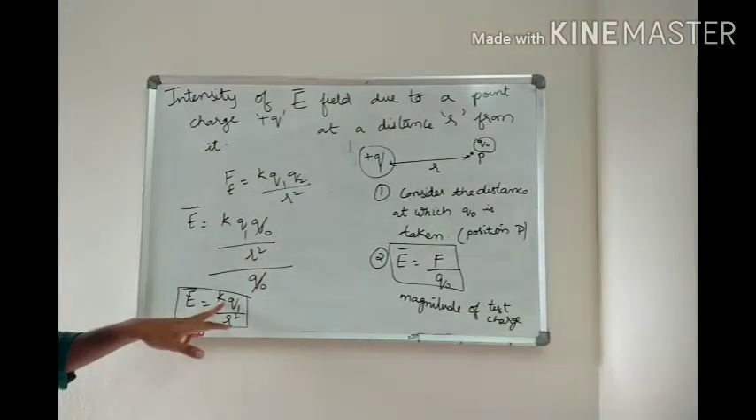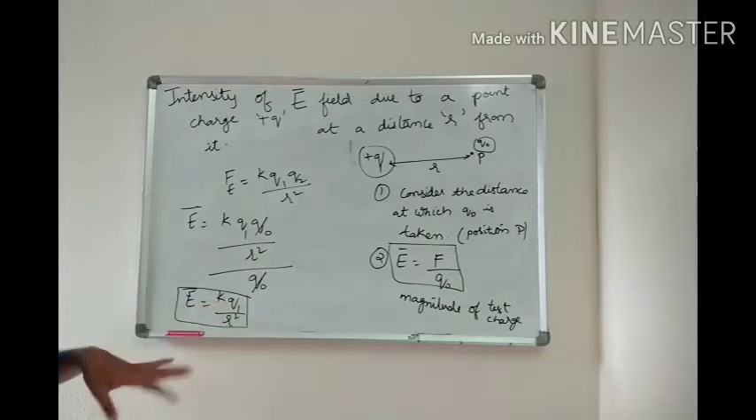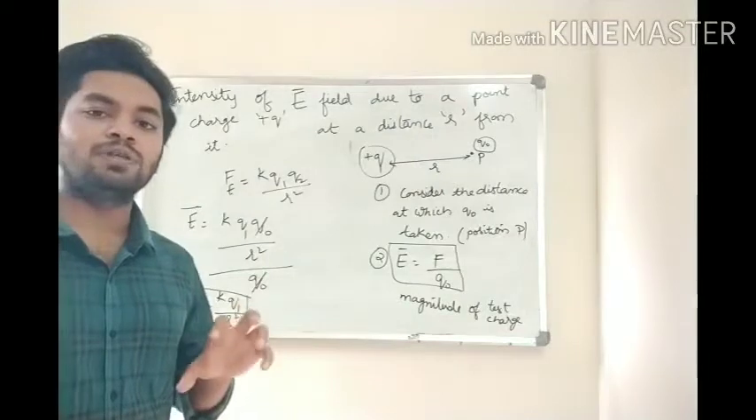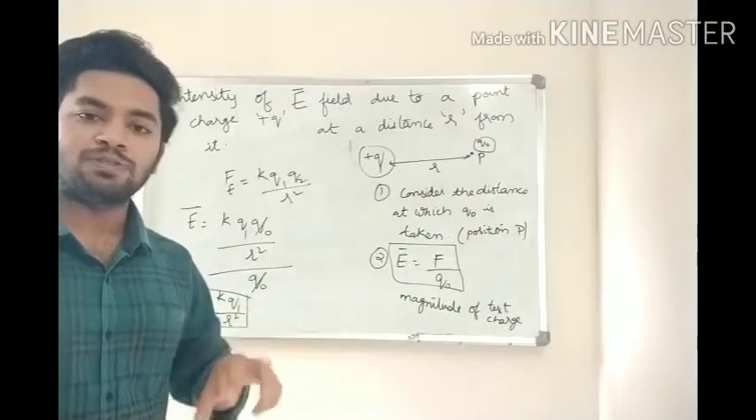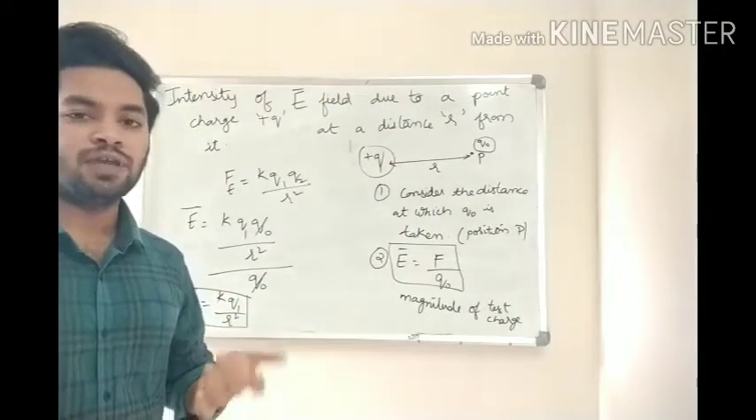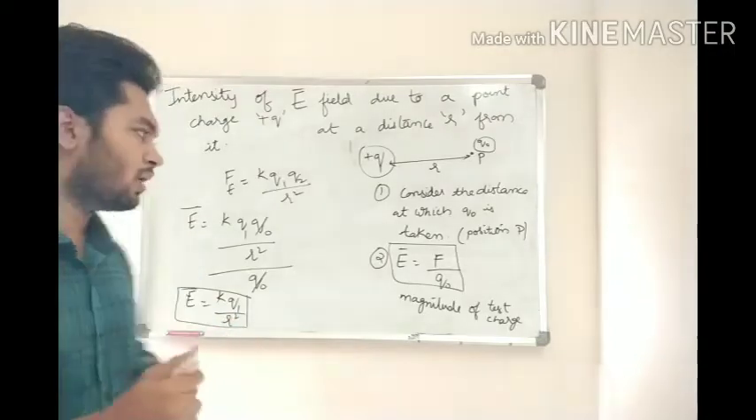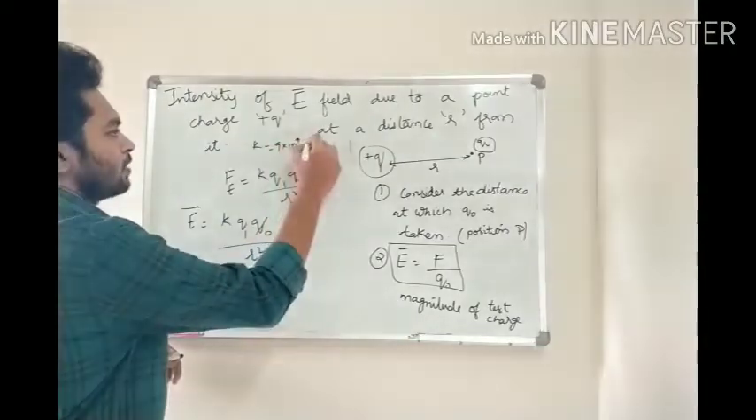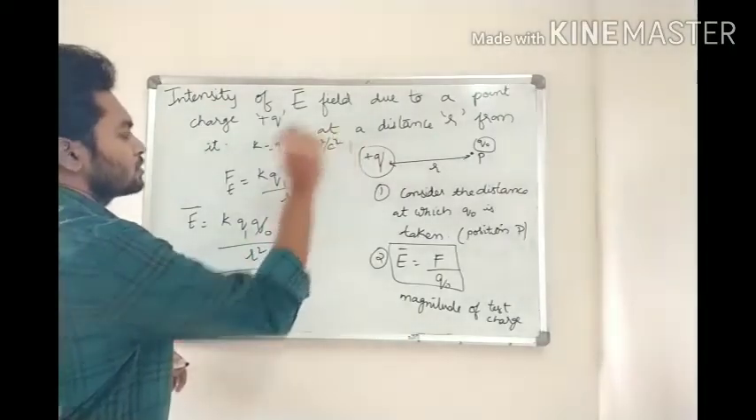K you already know what this is. This is a constant, 1 by 4 pi epsilon naught if it is in vacuum, and 1 by 4 pi epsilon if it is water or liquid. The value of K is 9 into 10 power 9 Newton meter square by Coulomb square.